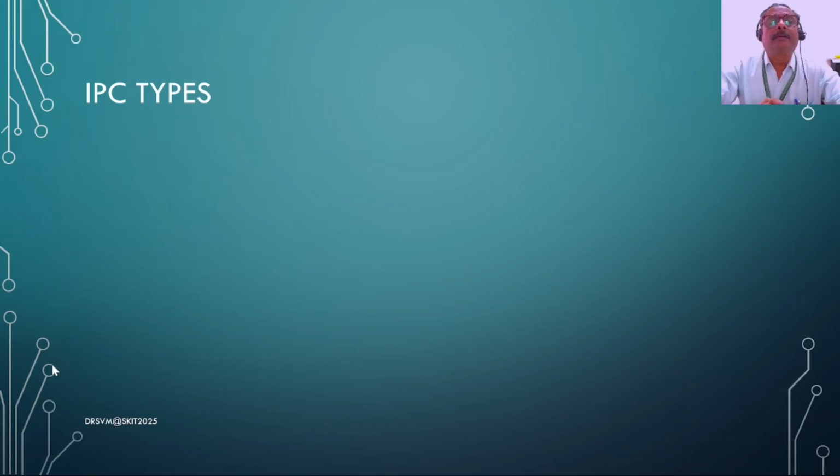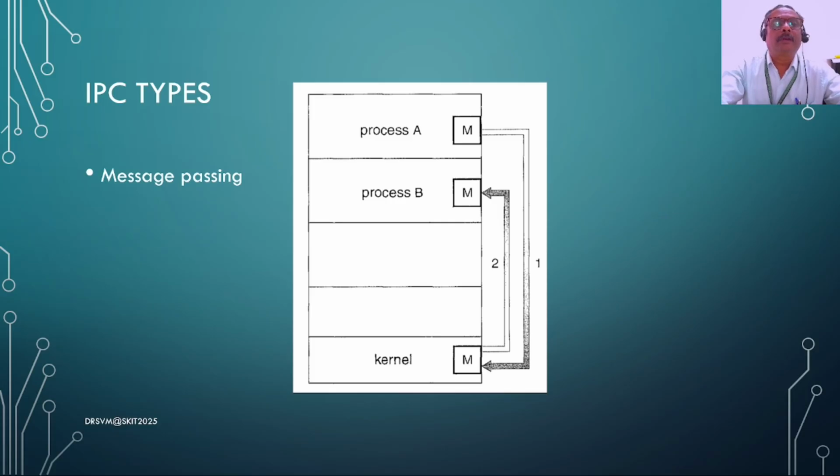Friends, welcome back. Now let's look at the various types of inter-process communications possible. Mainly there are two types of inter-process communications. One is called message passing.